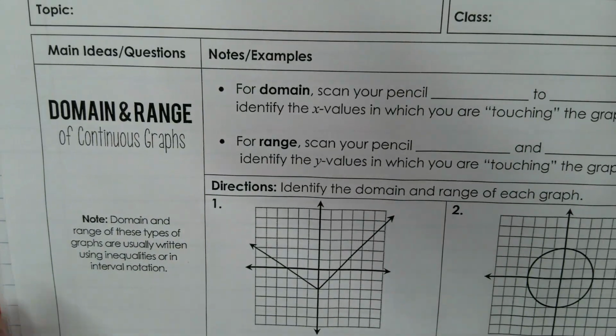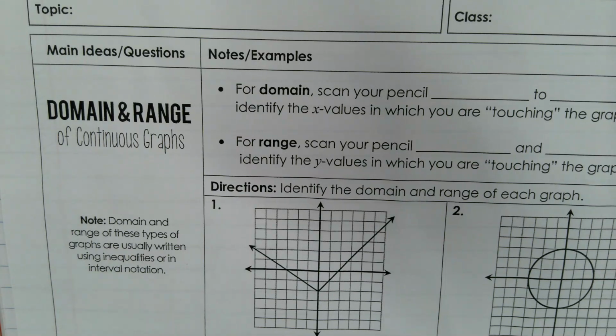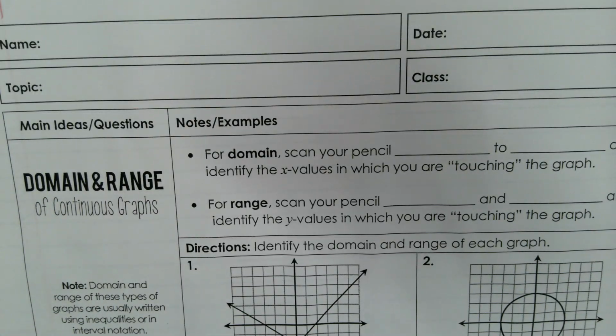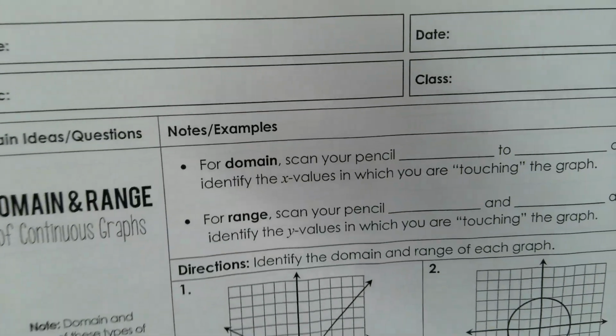All right, so like I did yesterday, I'm using pink for my domain and green for my range. Okay, so today we're going to find the domain and range of continuous functions.